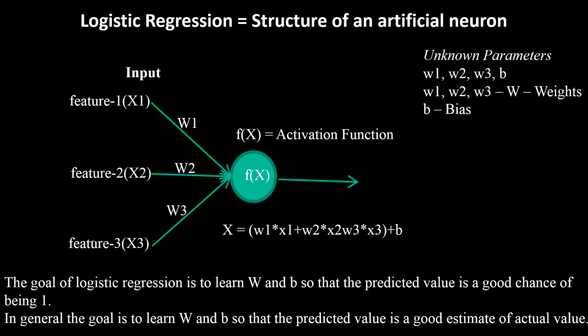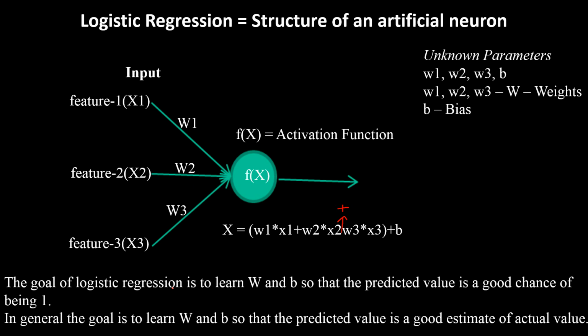Okay, so let's look at the big picture. Logistic regression can be considered as a structure of an artificial neuron. It will have features, and all the features will be weighted. So it will have basically these unknown parameters w1, w2, w3 and b. These w's are called weights and b is called the bias, and then we'll do a weighted sum of all these features along with the weights: w1 x1 plus w2 x2 plus w3 x3 plus b.